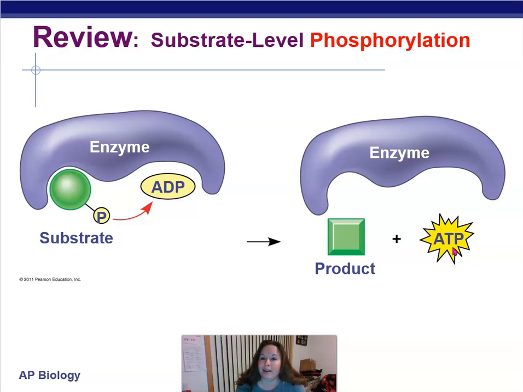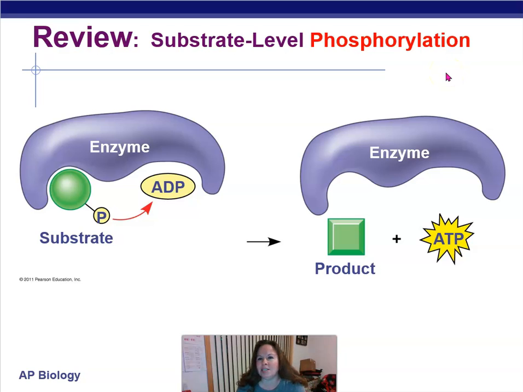We really don't want to make ATP like this all the time if we can help it. There's a better way, and the better way is in the mitochondria, using that enzyme called ATP synthase, which is embedded in the mitochondrial membranes. But there are other ways. So here's another way, plus a great review of phosphorylation.